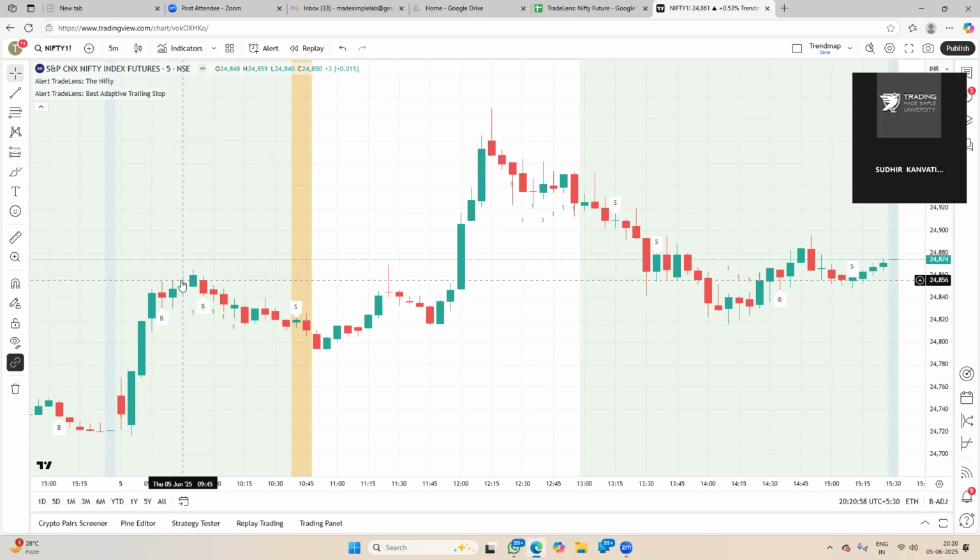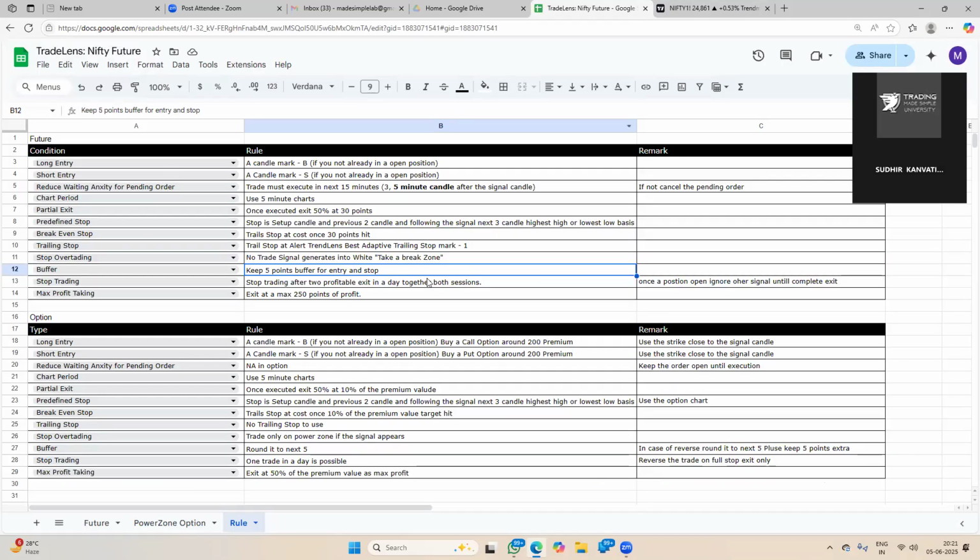Yes. Once the trade got executed, a couple of questions come to mind. First, where will I place the stop loss, and if I enter with two lots, where will I place the target? For that, we go to the rule book again, and first let us get the stop loss point. The predefined stop is the condition. The stop is the setup candle and previous two candles, and following the signal, the next three candles' highest high or lowest low. What does that mean? Let me explain a little with a whiteboard.